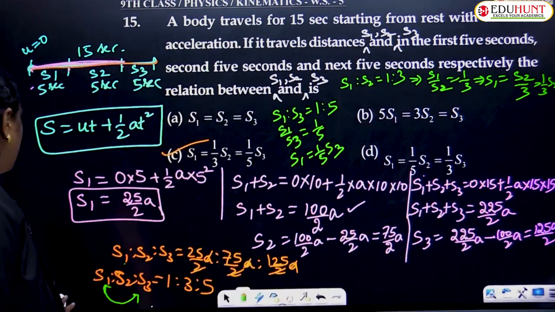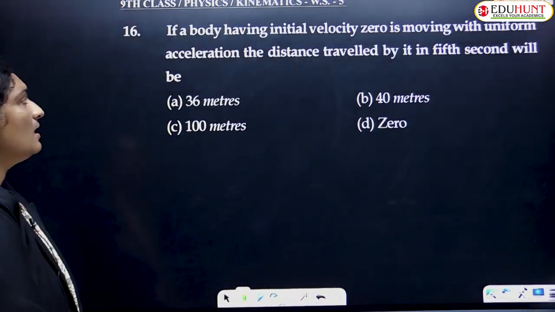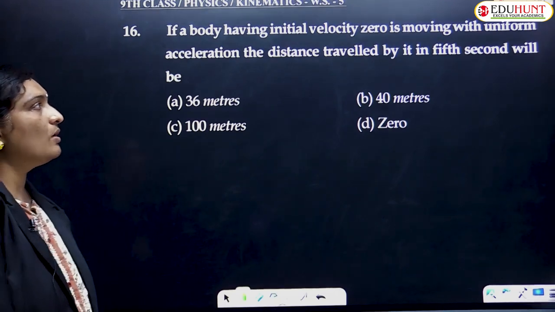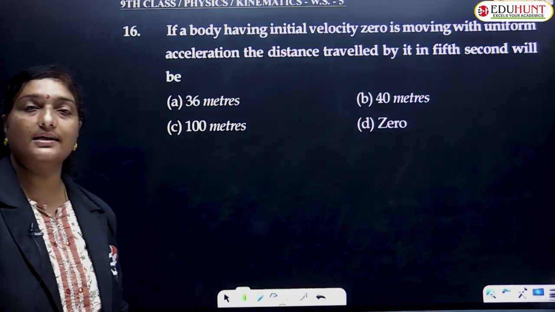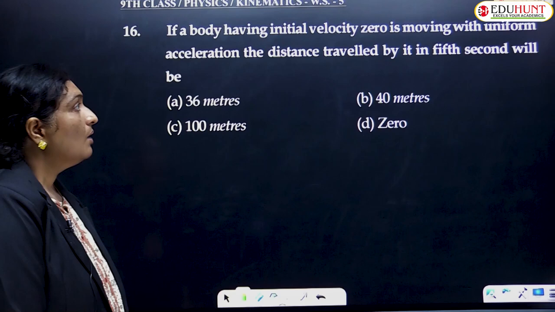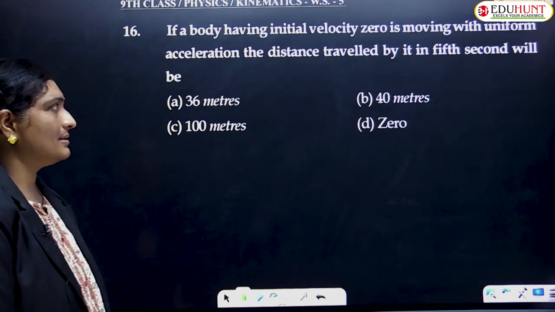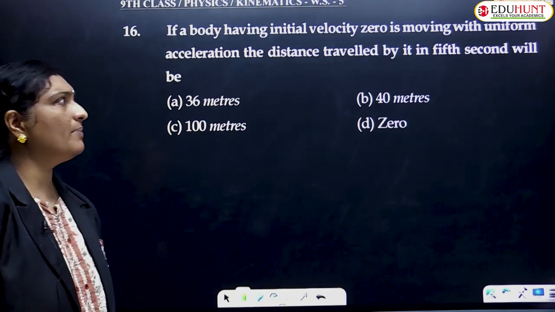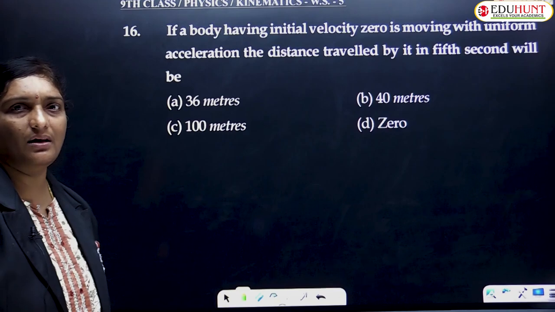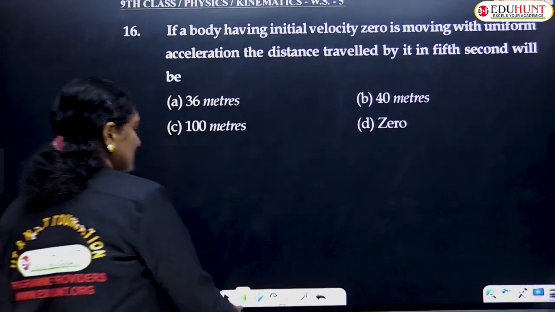So moving on to the next question, that is the 16th question. If a body having initial velocity 0, initial velocity is given as 0, moving with uniform acceleration, the distance traveled by it in the 5th second will be? Simple, basic question it was.